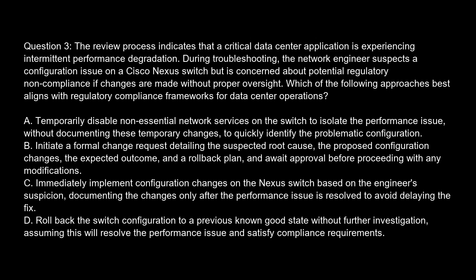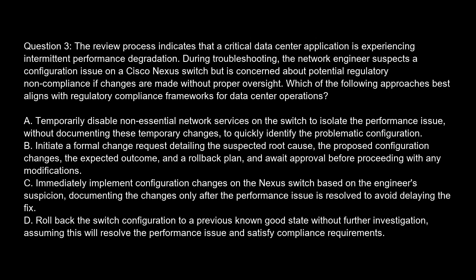Option A. Temporarily disable non-essential network services on the switch to isolate the performance issue without documenting these temporary changes to quickly identify the problematic configuration. Option B. Initiate a formal change request detailing the suspected root cause, the proposed configuration changes, the expected outcome, and a rollback plan, and await approval before proceeding with any modifications.